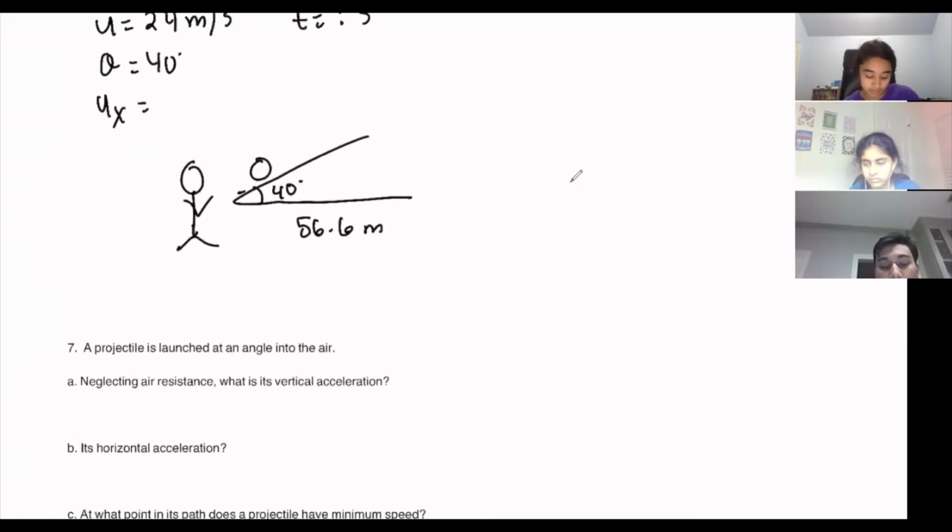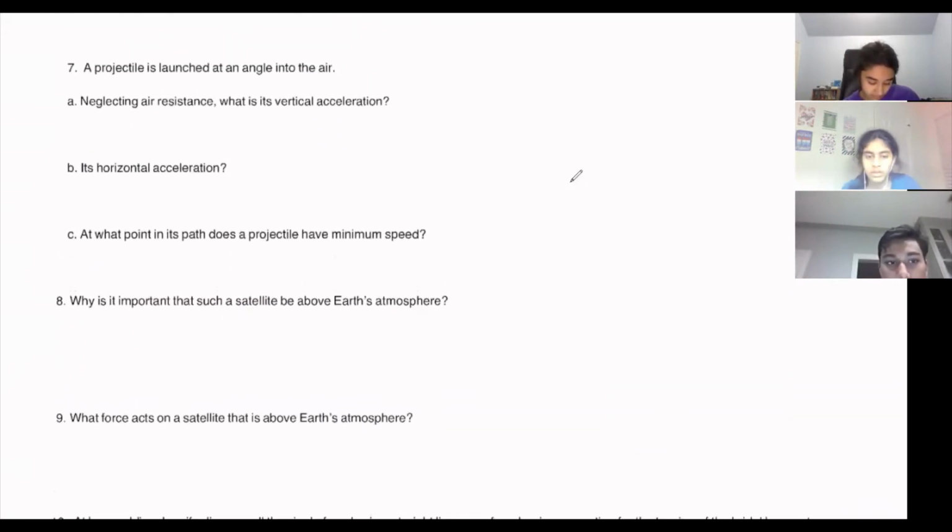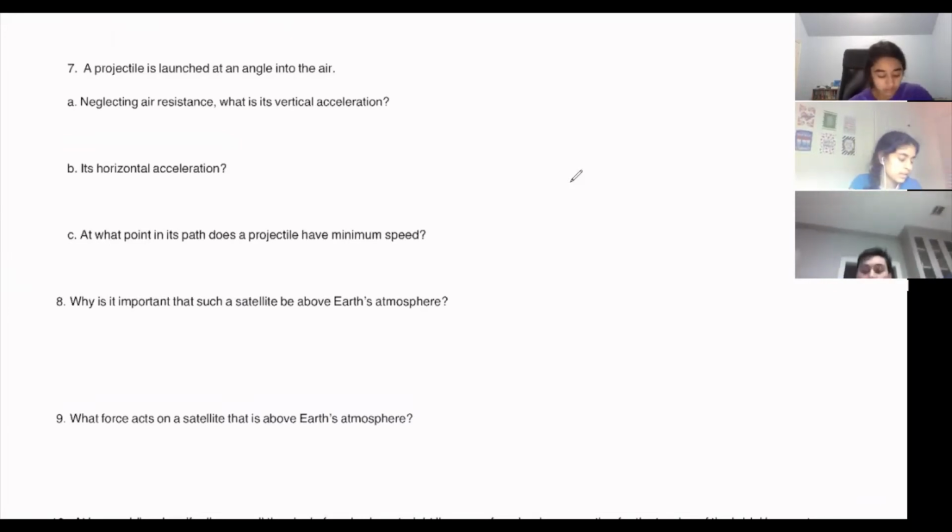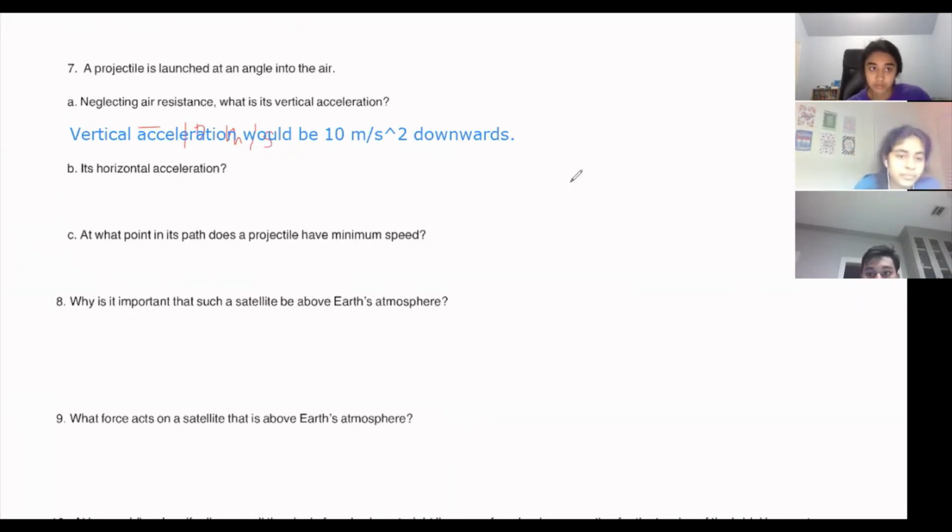Shriya, do you want to quickly do number 7 and 8, more of the theoretical questions? Okay. So the question for number 7 asks that if we're going to neglect air resistance and a projectile is launched at an angle into the air, what is its vertical acceleration? If there's no air resistance, the vertical acceleration is just basically gravity. And we know gravity always acts downwards. So the vertical acceleration is negative 10 meters per second squared. And if you don't have air resistance and are trying to find horizontal acceleration, it's essentially 0 because there's no force acting on it horizontally. So this would be 0 meters per second squared.